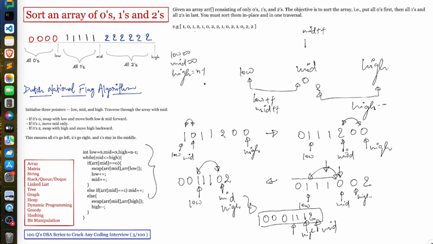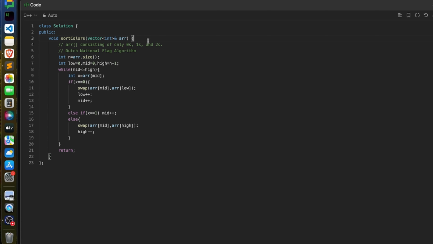If you find any difficulty anywhere, please try to comment. I'll explain in the comment if you have any query, right? We look at the code. We are given this array that consists of only 0s, 1s and 2s. Now in order to sort this array in place and in a single traversal, we will be using the Dutch national flag algorithm. I have explained in the explanation part how this algorithm works, so please check it out.